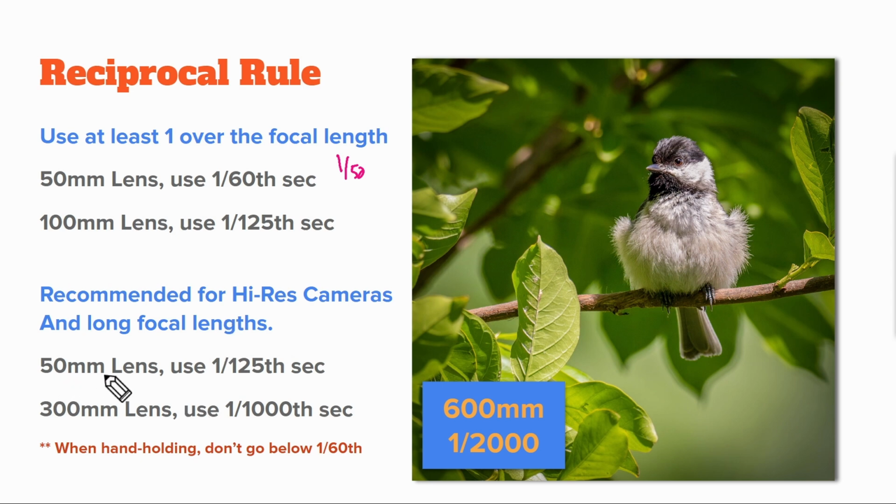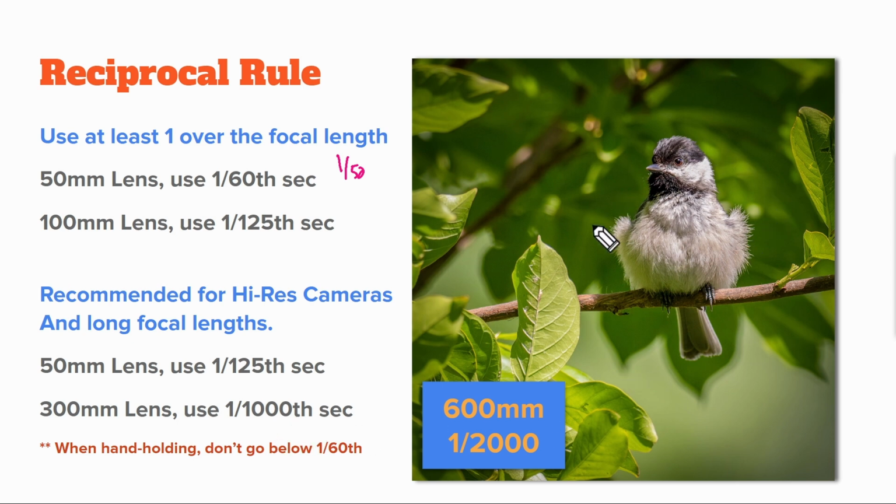So a 50mm lens, what I recommend is using at least double the focal length for shutter speed. So it'd be 1/125th of a second for a 50mm lens. And for a 300mm lens, I would use 1/1000th. Again, not 1/600th of a second because I'm just rounding to the nearest full stop at 1/1000th of a second.